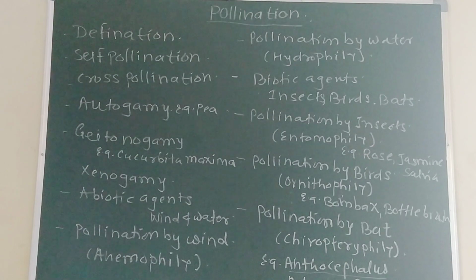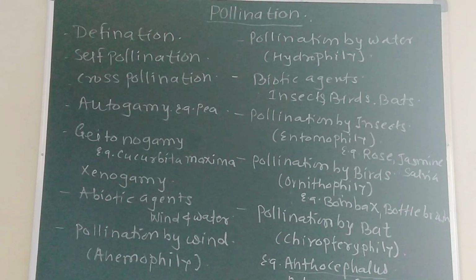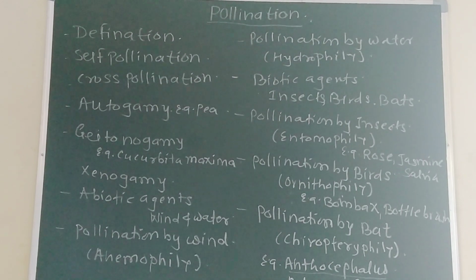Second, geitonogamy. It is the transfer of pollen grains to a stigma of different flowers produced on the same plant body. Example, Cucurbita maxima. Generally, this is similar to cross-pollination as it involves pollinating agents.